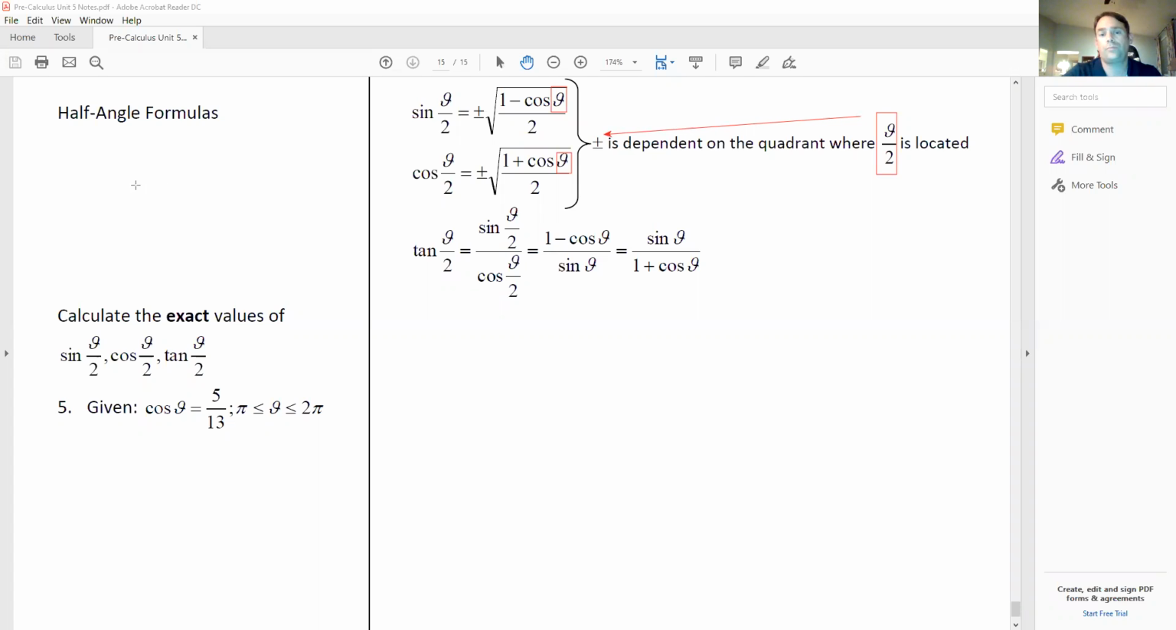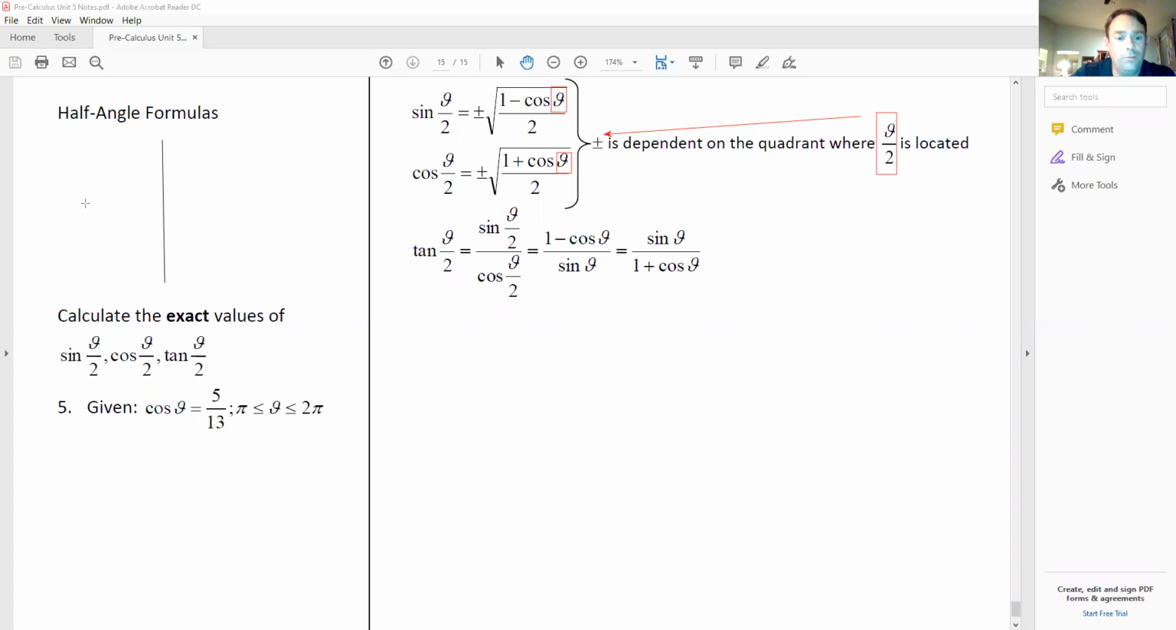So when we draw our angle out, that's going to determine whether our radical is going to be plus or minus. The radical is going to be plus or minus based upon where the half angle is located. So let me show you what I'm talking about. I'm only going to do one of these here because these aren't a big deal. We don't ever use them in Calc AB, so we're not going to spend a whole lot of time walking through them. So let's take this first problem here.